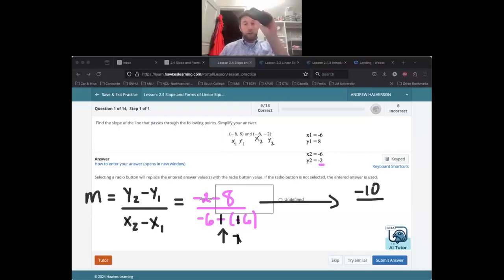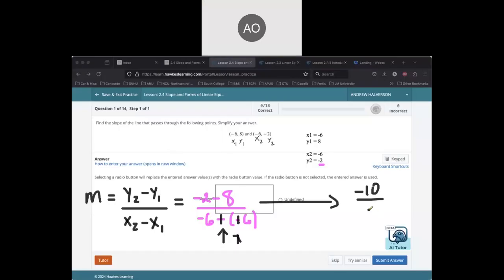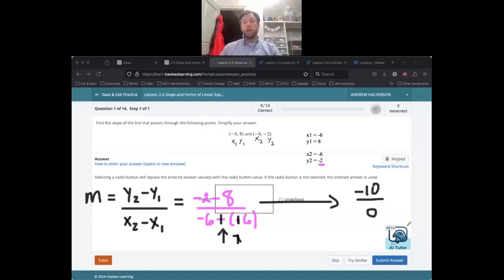Do it on a calculator if you need to. Now I really want you to do it on your calculator. What is -10 divided by 0? Everybody punch it into your calculator and see for yourself.